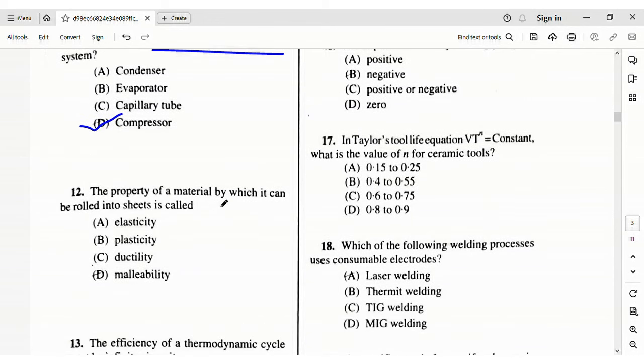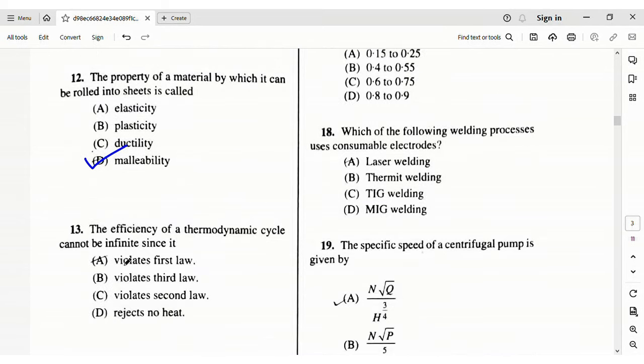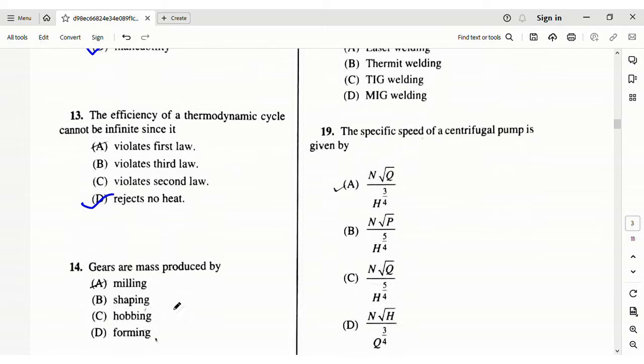The property of a material by which it can be rolled into sheets is called malleability. The efficiency of a thermodynamic cycle cannot be infinite since it violates the first law, or third law, or second law. So the answer will be rejects no heat. Gears are mass produced by, the answer will be hobbing.